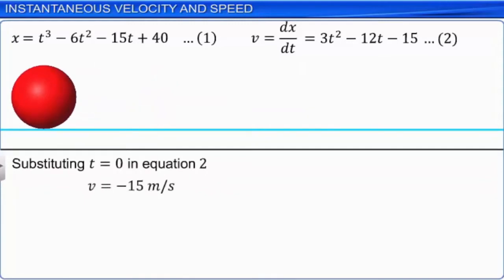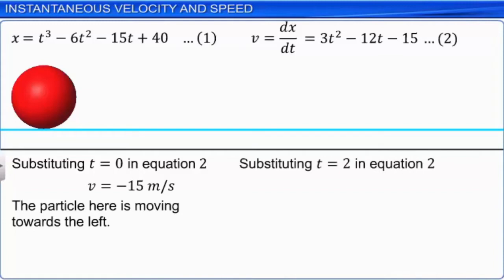At t is equal to 2 seconds, we need to find the value of v. Substituting t is equal to 2 in equation 2, v is equal to 3 multiplied by 2 square minus 12 multiplied by 2 minus 15, which is 12 minus 24 minus 15, which is minus 27 meters per second. The particle here is moving towards the left.